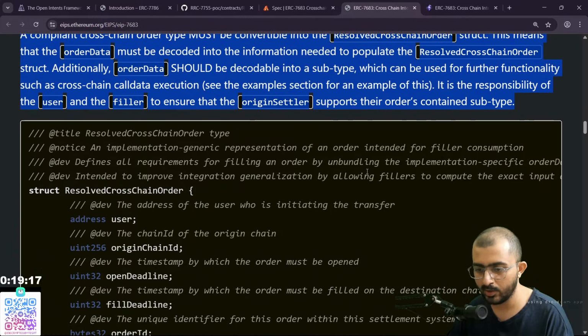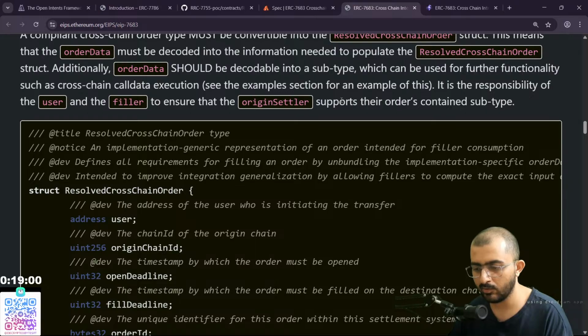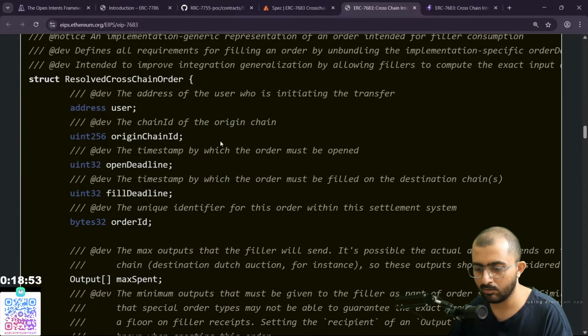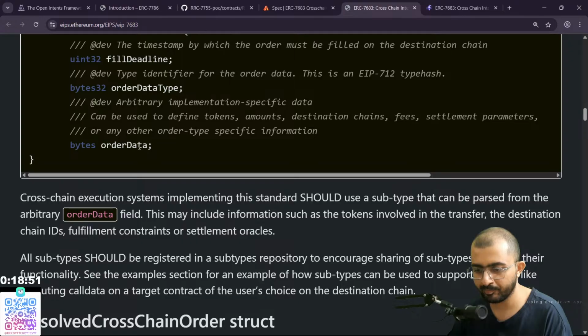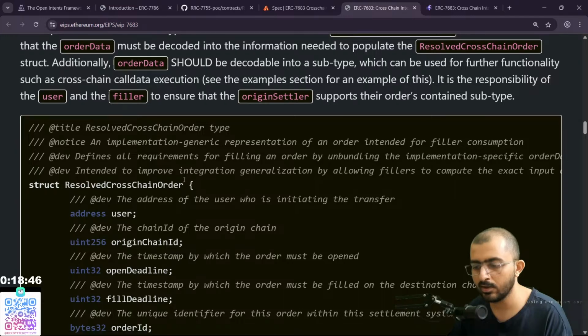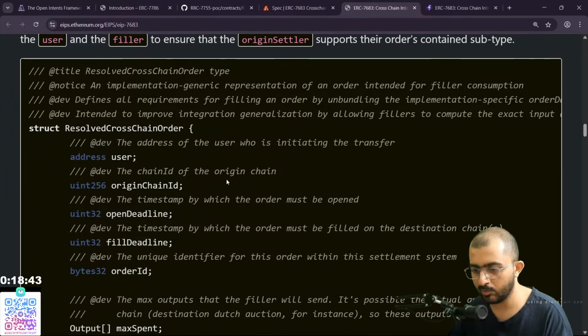It is the responsibility of users and fillers to ensure that the origin settler supports their orders' subtypes. Okay, settler contracts need to know how to parse this. Otherwise, it doesn't understand how to settle it. Okay, pretty clear.